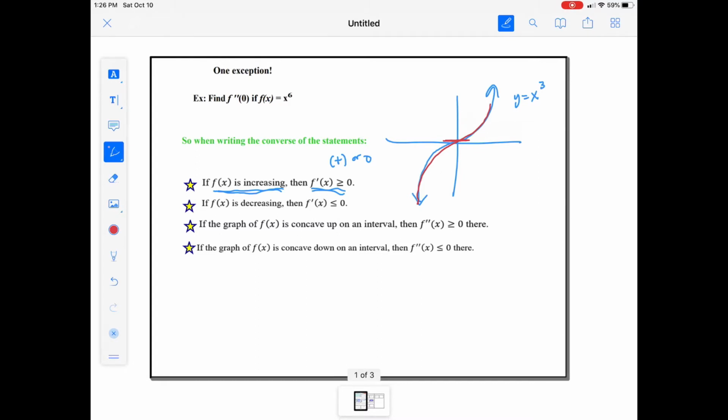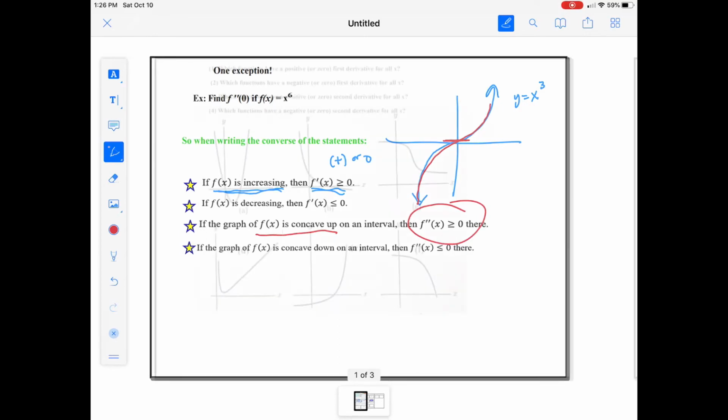And then the shape plays that same game. So if my graph is concave up, my second derivative is either positive or it could be 0. And then concave down, my second derivative is negative or it could be 0.